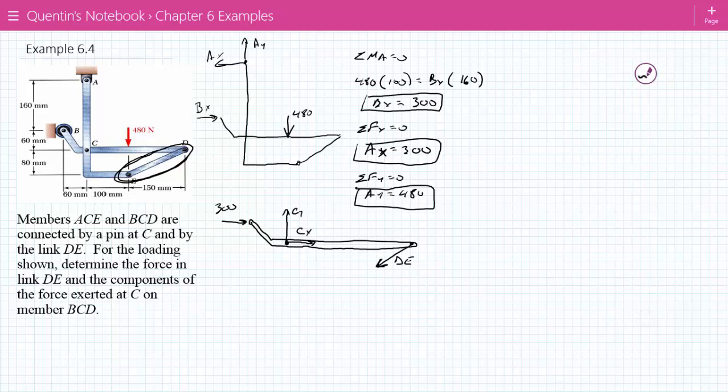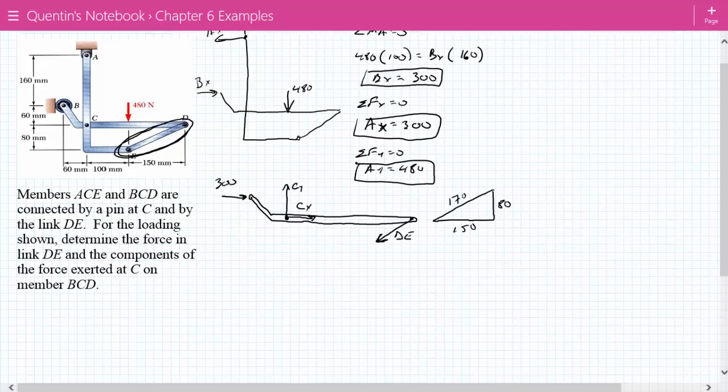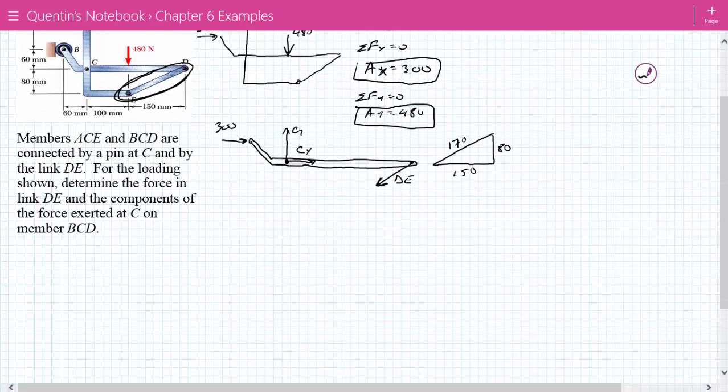So let's draw that triangle real quick so we can have that. Here's our triangle. This is 80, 150. This gives you 170 is what you have there. Okay, so looking at this member, let's do the sum of the moments. Let's scroll this up just a little bit. I'm going to say the sum of the moments about C is equal to 0.